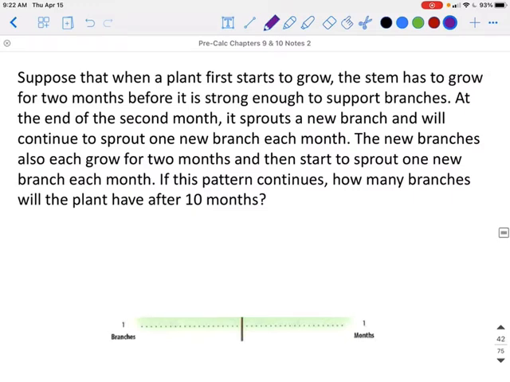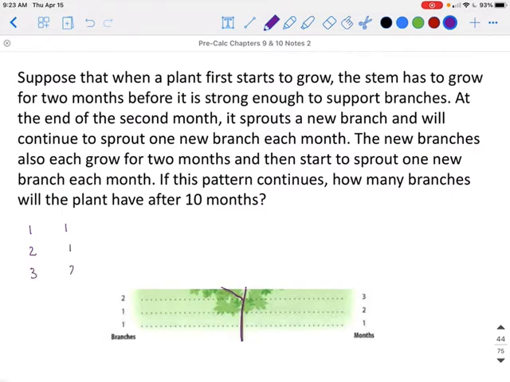So after 2 months, when we get to 3 months, we are now at 2 branches. We still have that original one that's going up, but it has now sprouted one out. So at 1 month, we had 1 branch. At 2 months, we had 1 branch. But now at 3 months, we're up to 2 branches. Now each of those branches has to grow for 2 months before it can sprout another. So this main branch, as it goes up, when we get to 4, it's going to be strong enough to sprout another one. But this branch is only a month old, so it will not be strong enough.